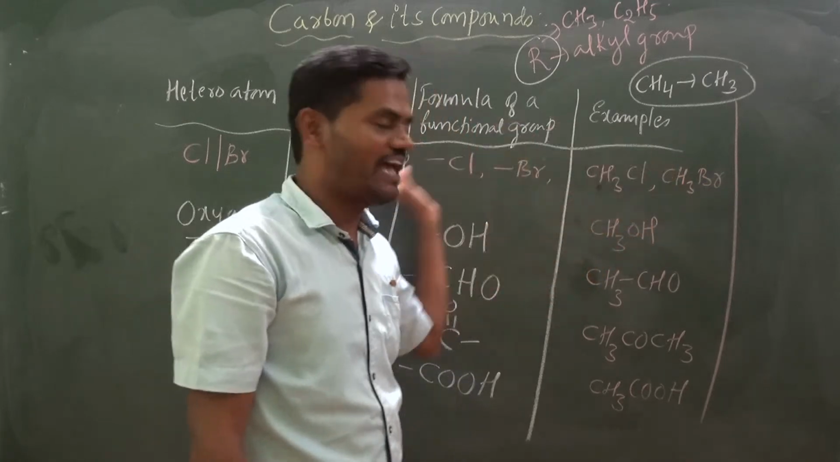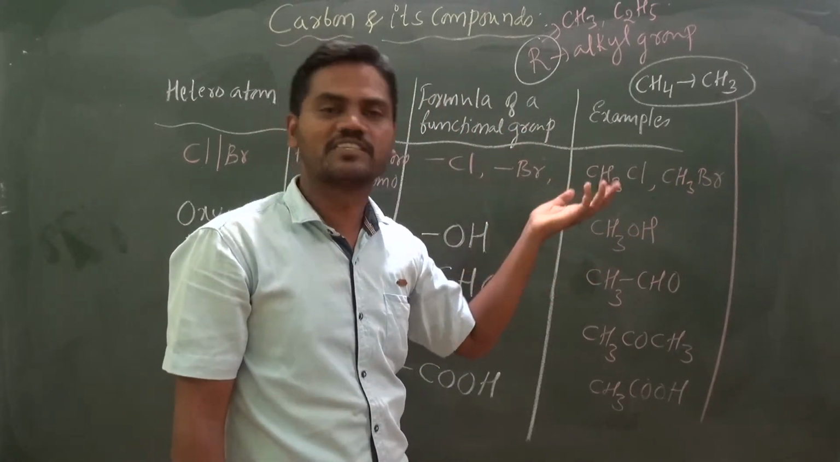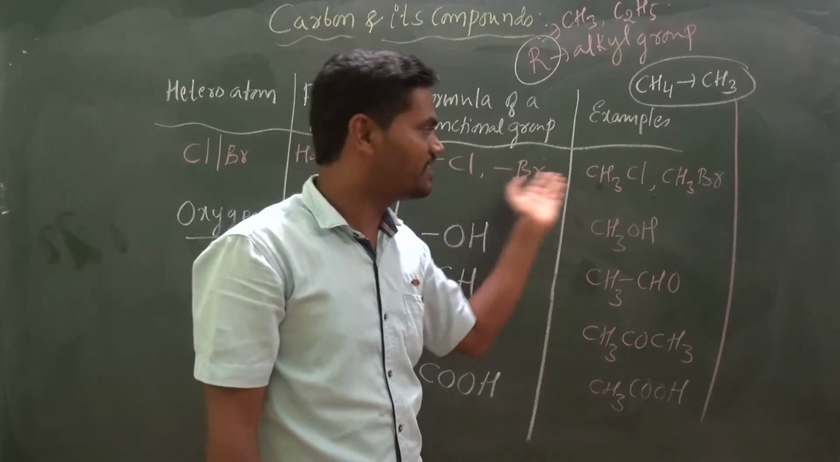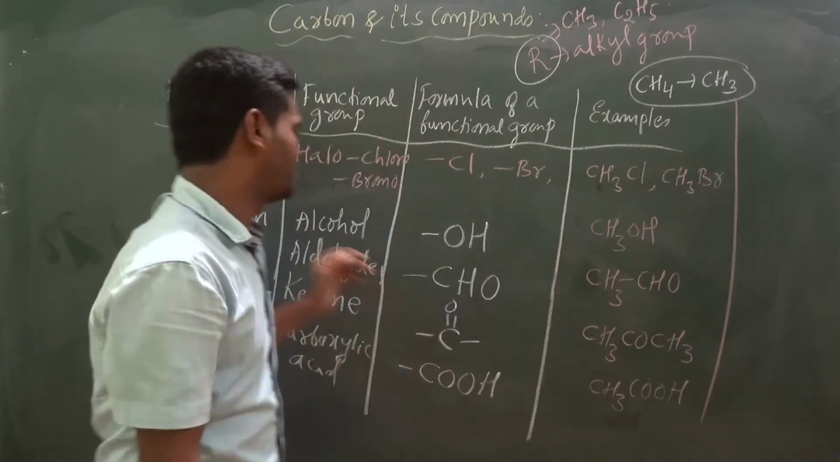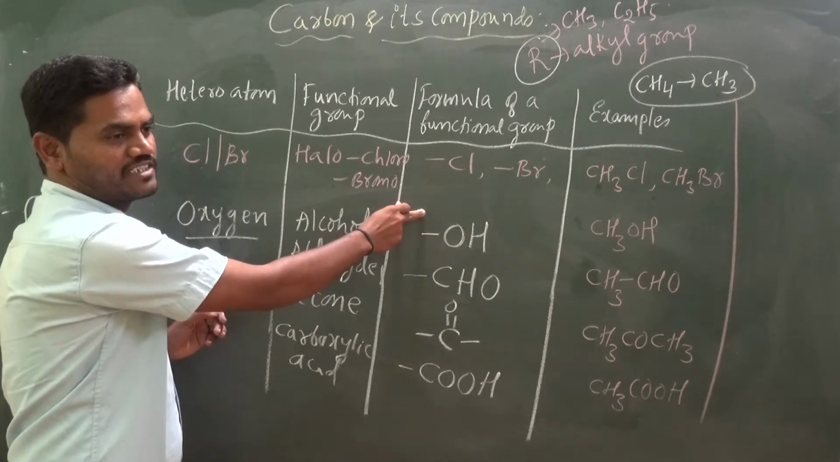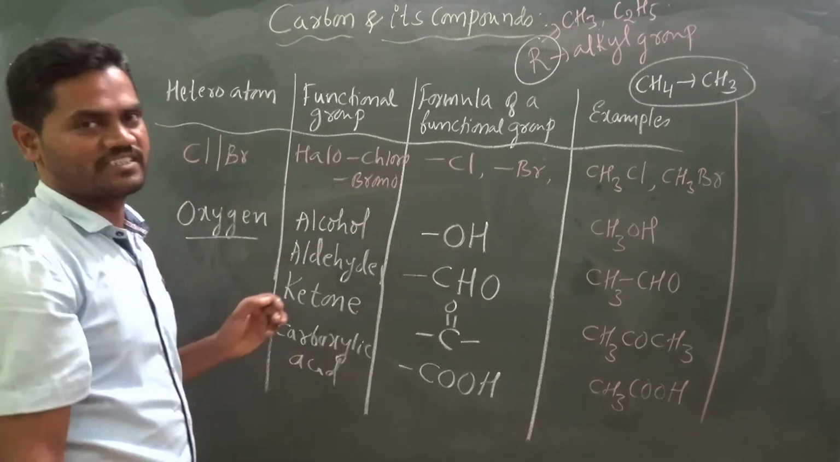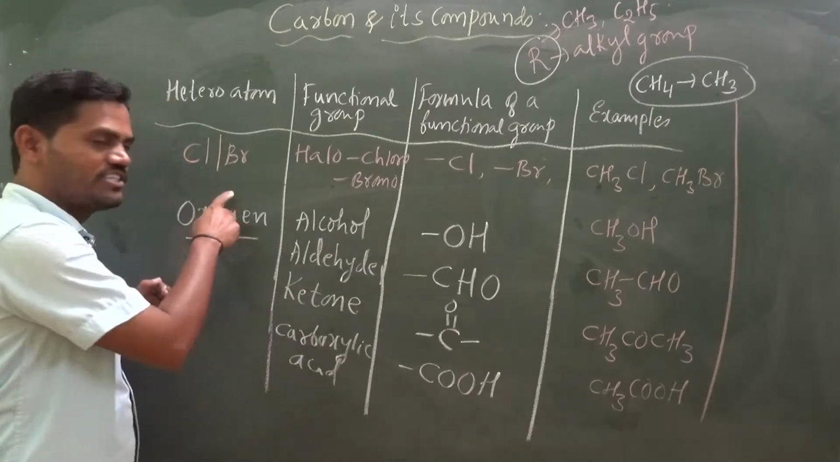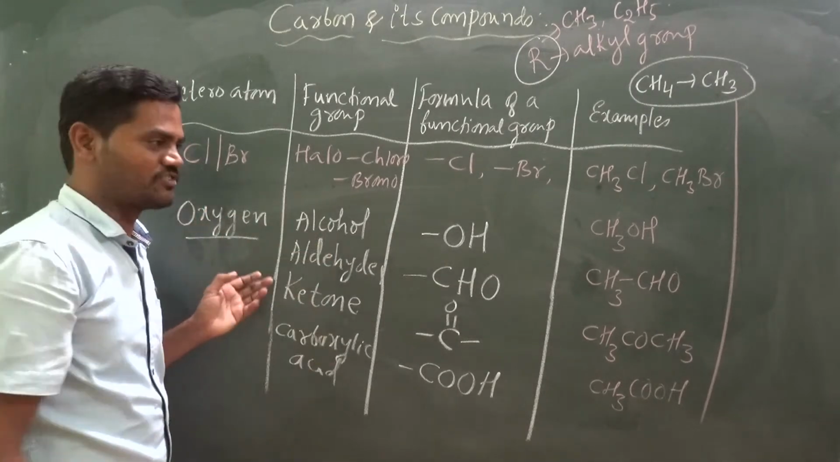Okay, so for the halogens, you have to use the prefixes first. Afterwards, that's the name of the compound. Then come to the oxygen. These belong to the halogens. For halogens, you have to use the prefixes. And for oxygen, you have to use the suffixes for the oxygen atom.